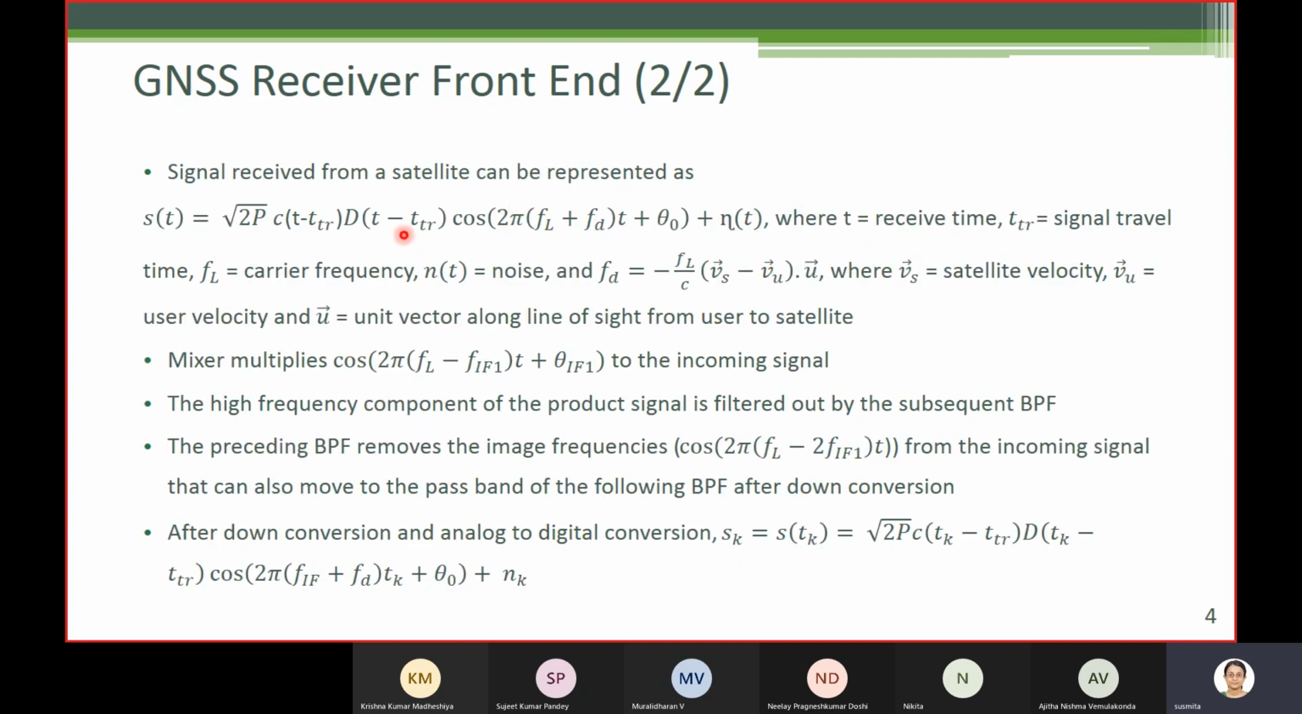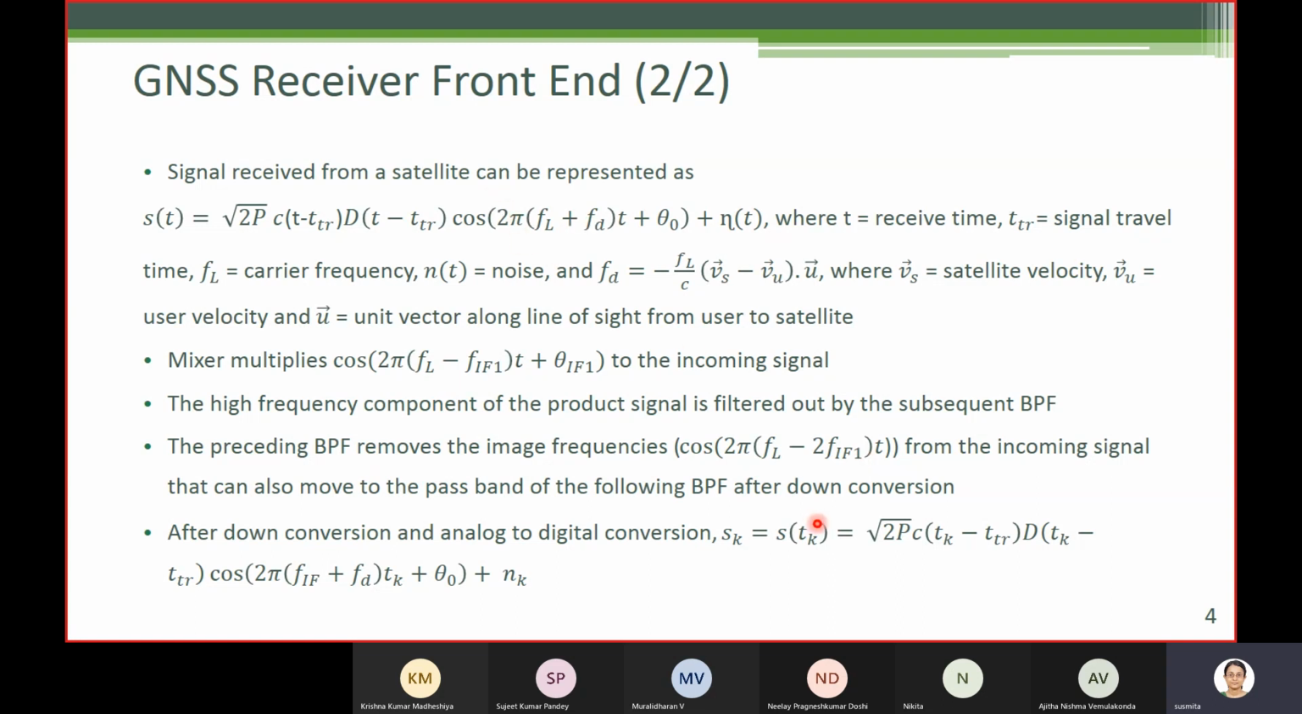Now suppose in the incoming signal, we not only have this one, we also have some unwanted signals. For example, suppose we have an unwanted signal picked up by the antenna with this cos term. Pay attention to the argument, cos 2 pi FL minus 2 FIF1. This is not a desirable cos term. We do not want this. But what happens to this component after down conversion?